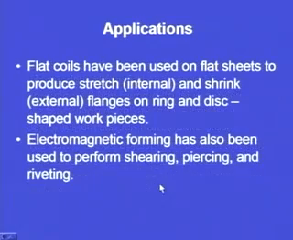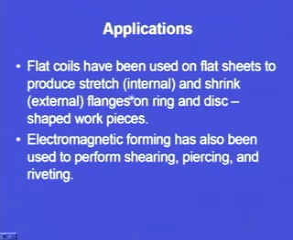Another application area is that flat coils have been used on flat sheets to produce stretch, that is the internal case, and shrink, that is the external flanges, on ring and disc shaped workpieces. Electromagnetic forming has also been used to perform shearing, piercing and riveting.